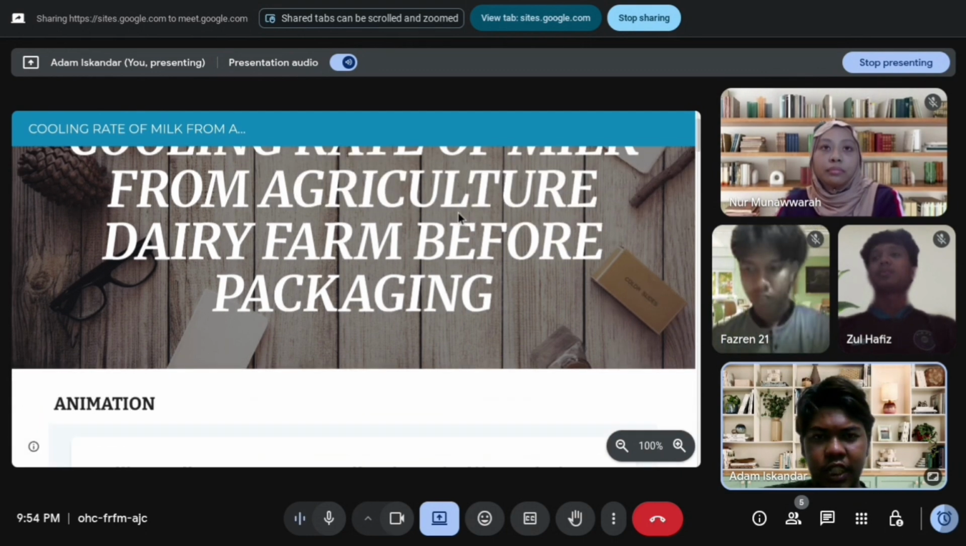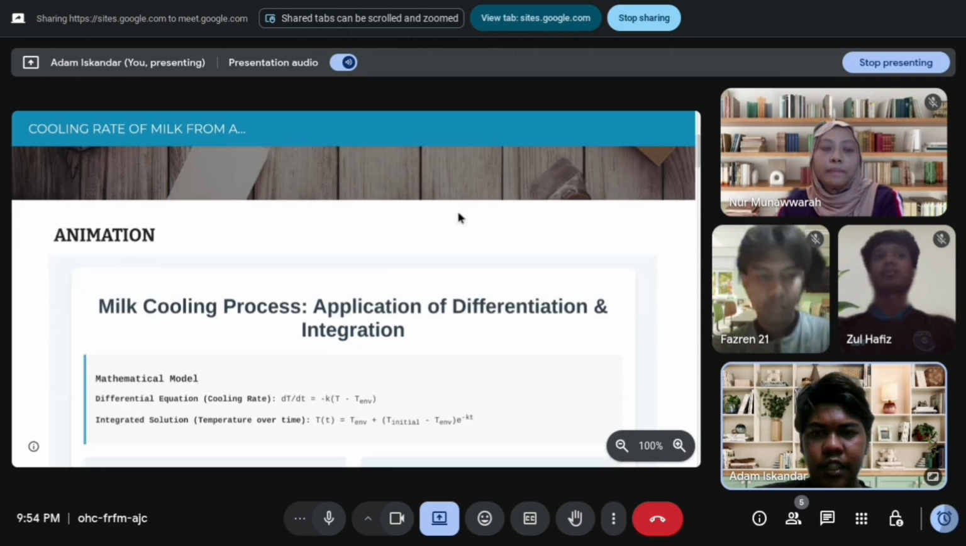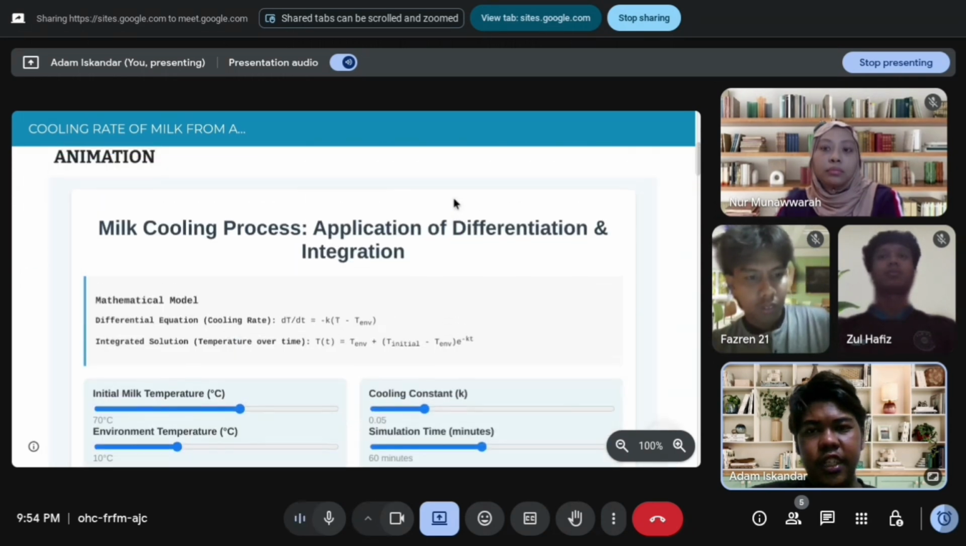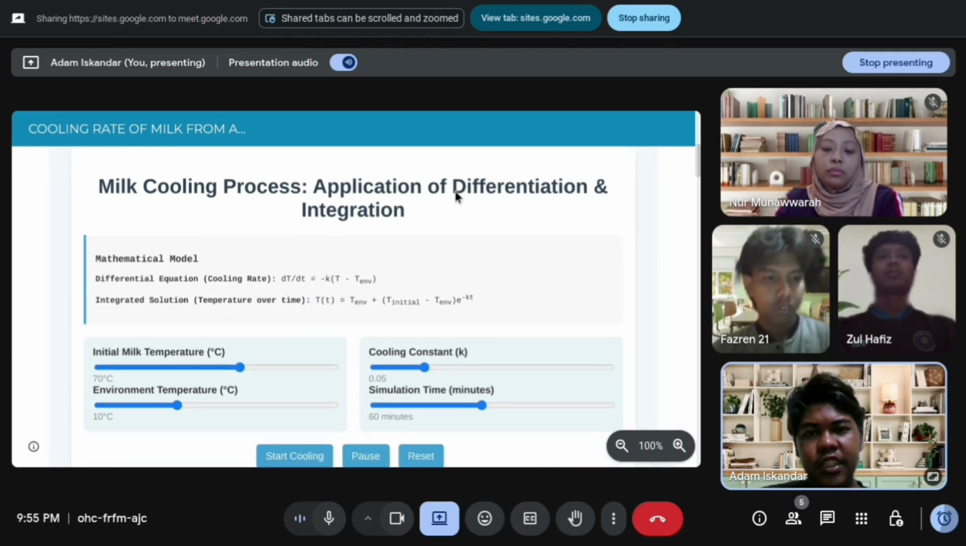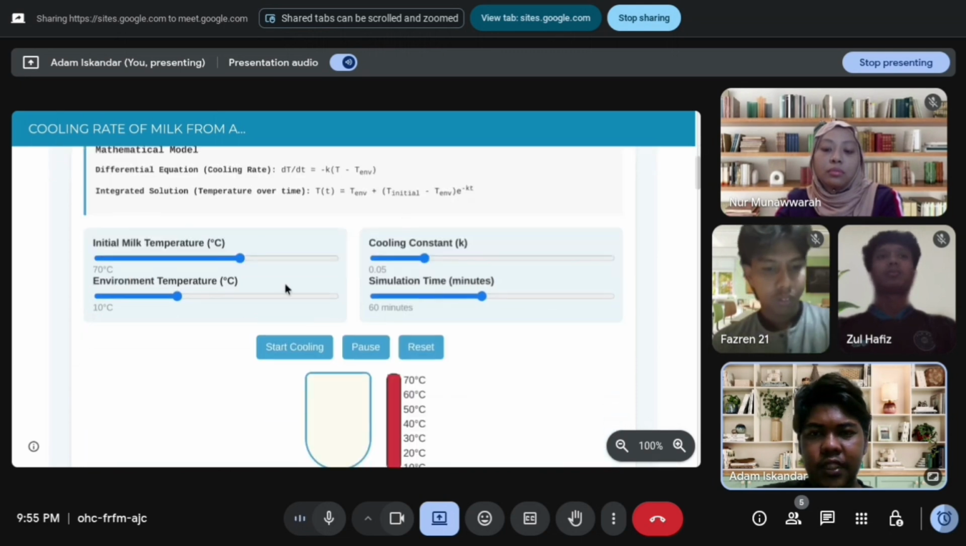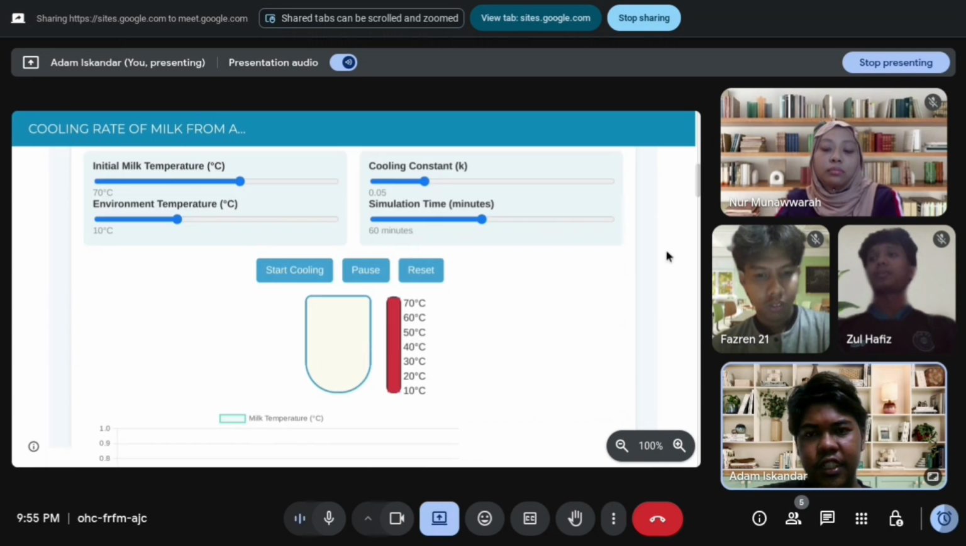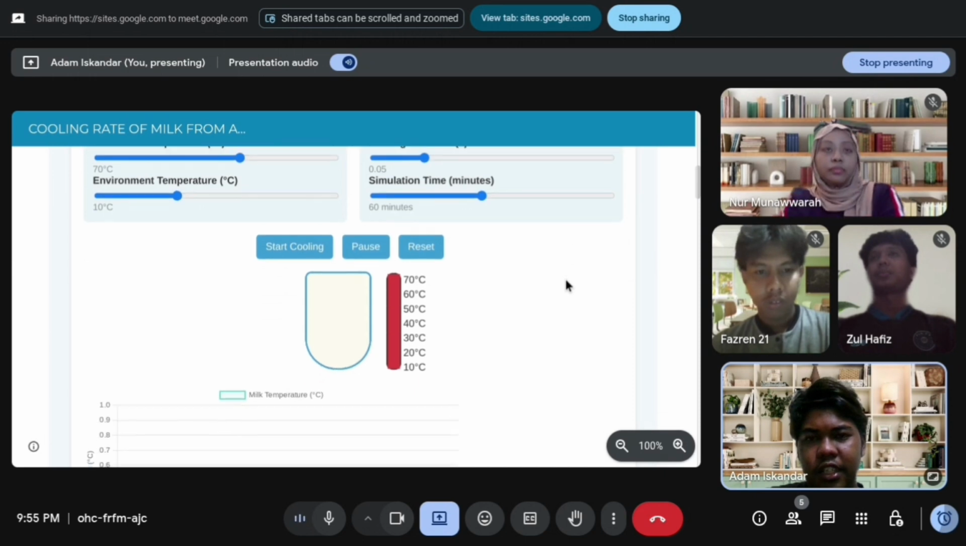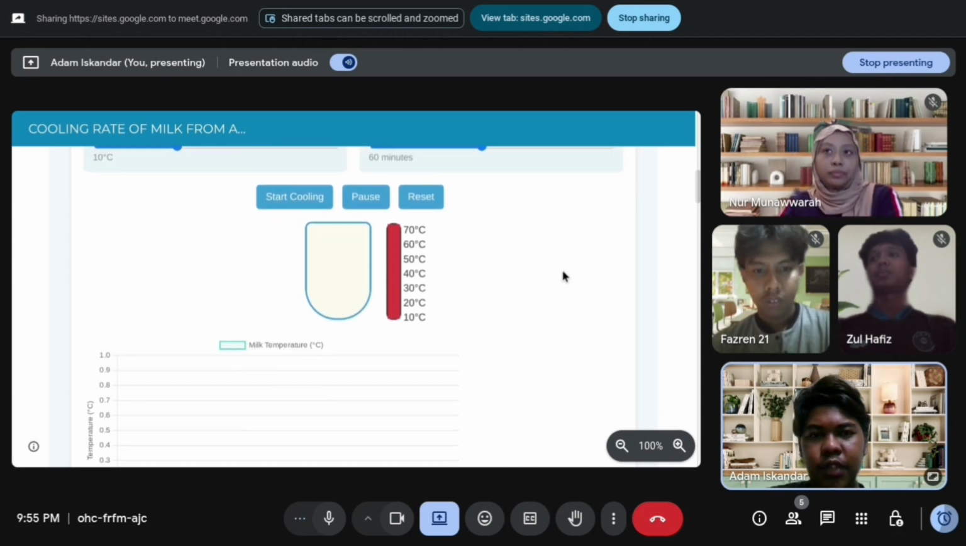In my website, we can see I already put some animation in it, but I can't use it in the presentation. This is what they call a web animation function.